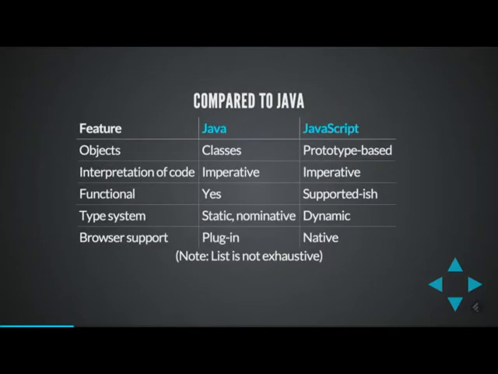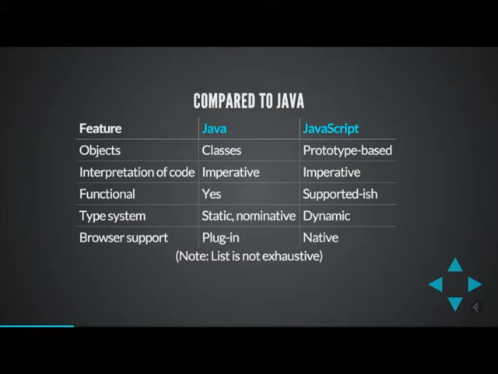So how is it compared to Java? For those who don't know Java that well, just go along with it. I just want to explain some of the differences, like how we refer to objects. In Java, we have classes that you construct objects from, while in JavaScript, it's more prototype-based. It means that every object uses another object as a prototype, because everything is objects in JavaScript. I will explain how that actually works when I start coding.